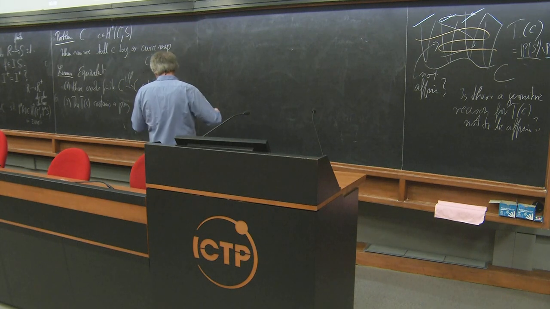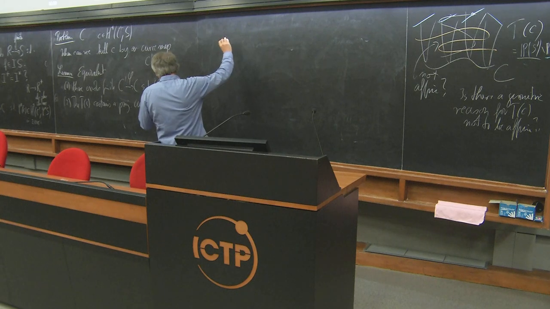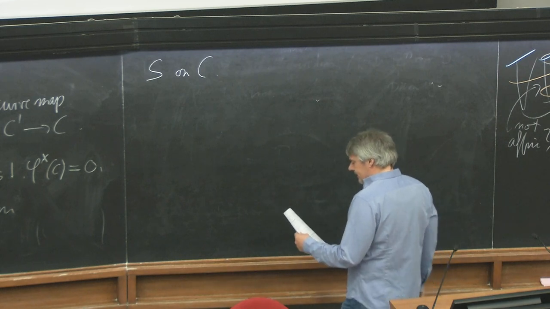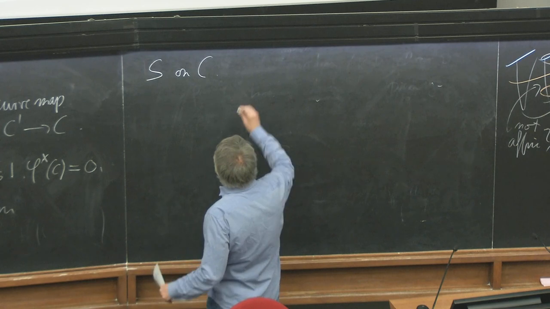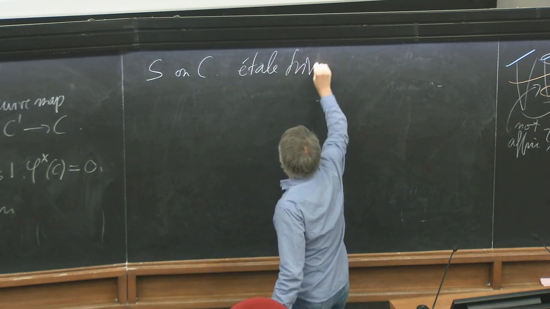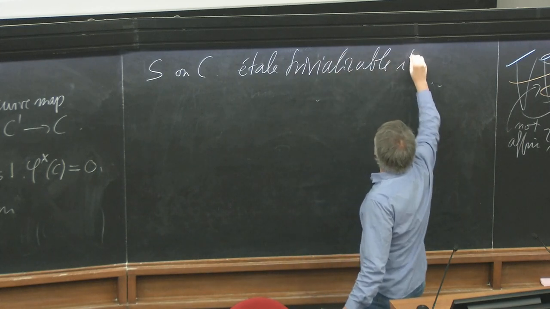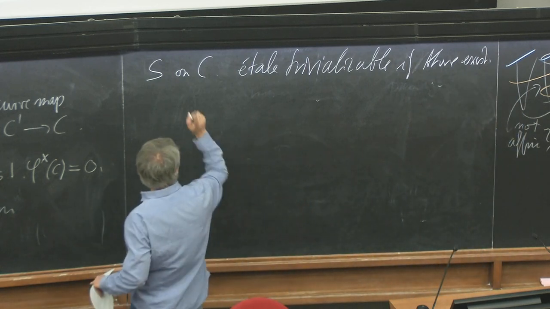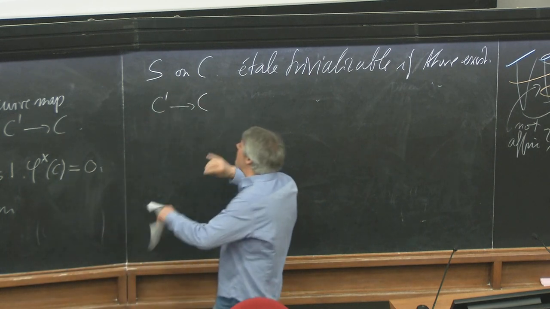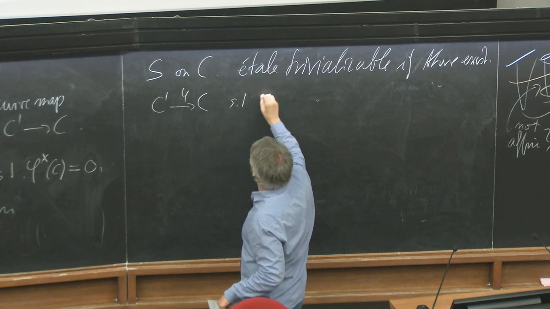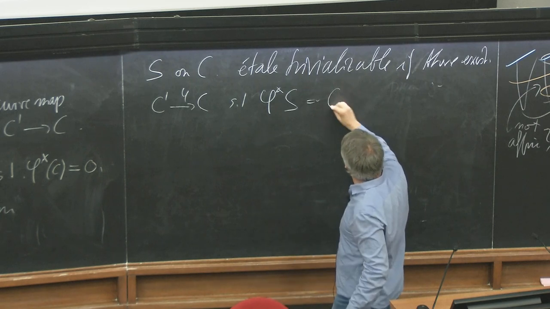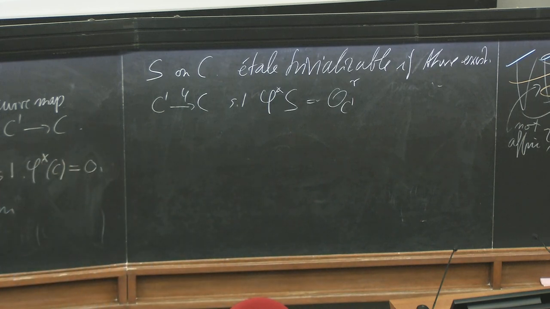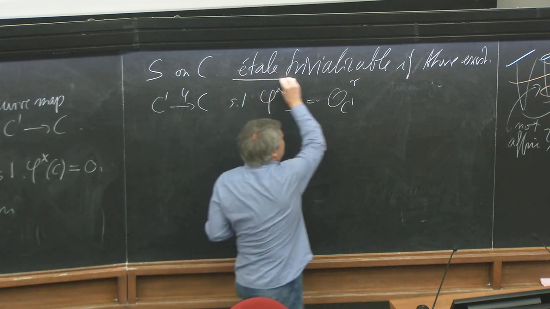So we need some concepts here. So S, always a locally free sheaf, is called étale trivializable if there exists a map, and I always mean a finite map of smooth projective curves, such that the pullback of S is just O_{C'} to the power r, where r is the rank of S. Of course, that you can only expect if you have degree zero. So that is étale trivializable.